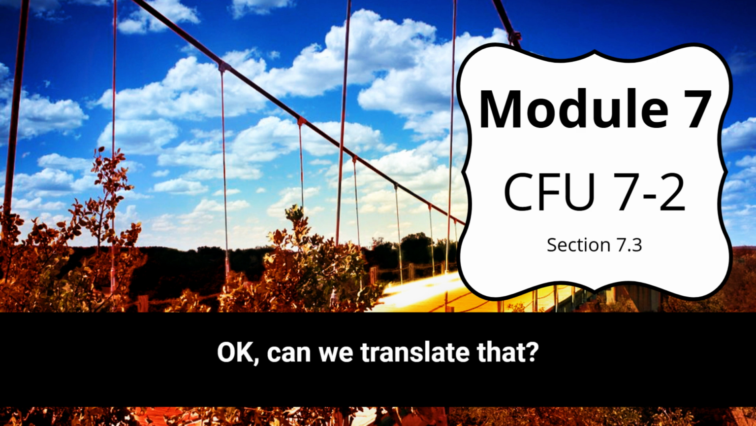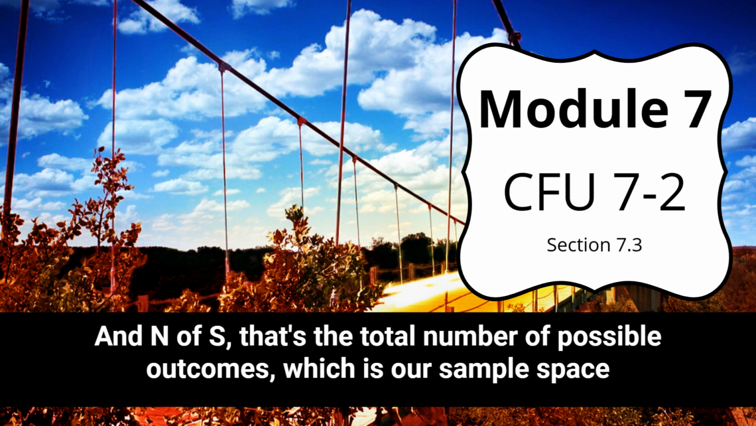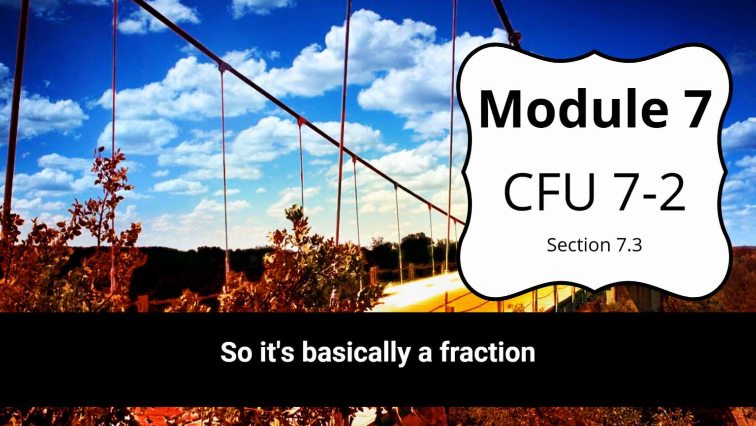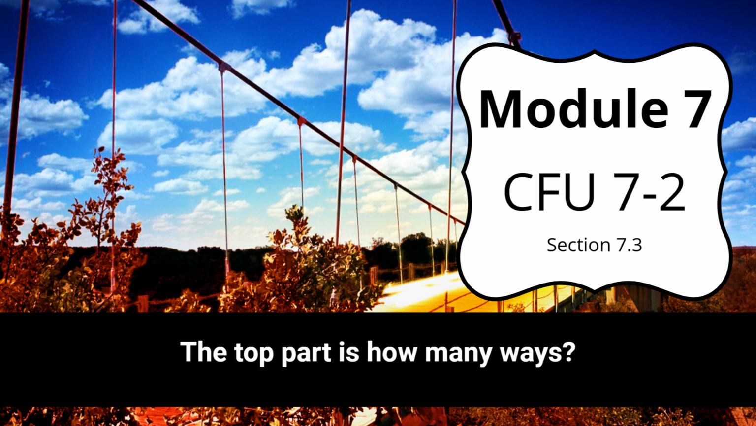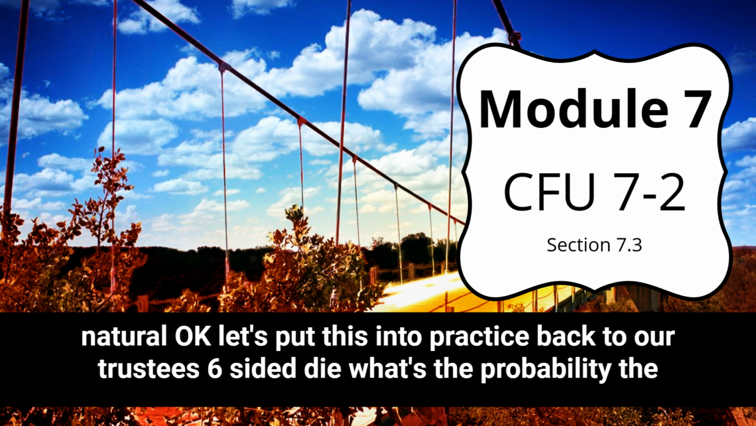Okay, can we translate that? What does all that mean? Okay, so P(E) is the probability of our event E happening. N(E) is the number of ways our event can happen. And N(S) is the total number of possible outcomes, which is our sample space. Oh, okay, I'm starting to see it now. So it's basically a fraction, right? It is a fraction. The top part is how many ways our specific thing can happen, and the bottom part is all the possible things that could happen. Exactly. You're a natural.